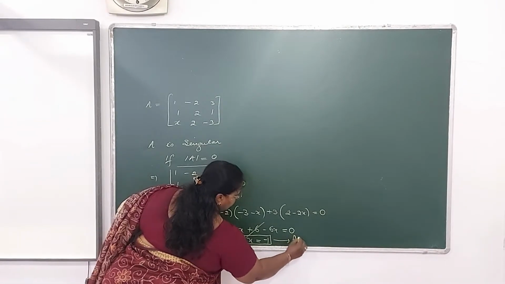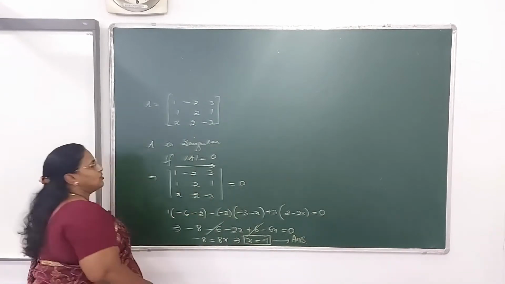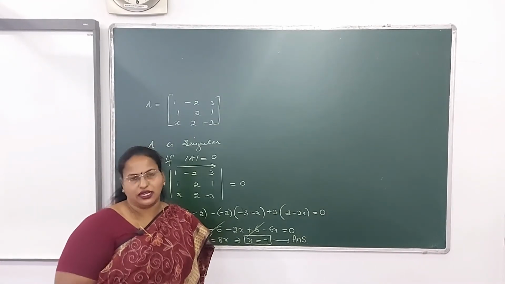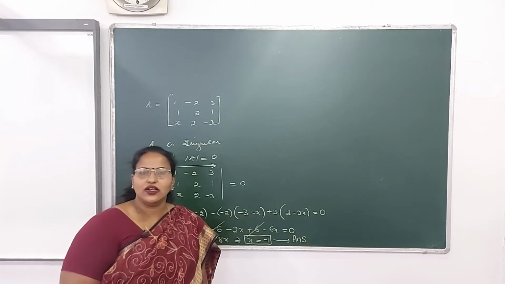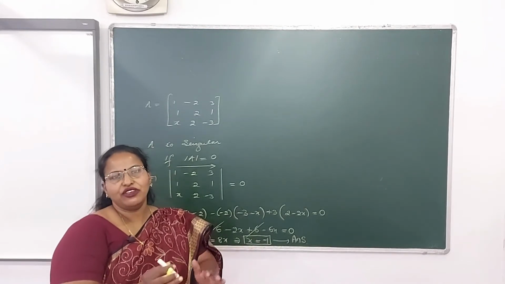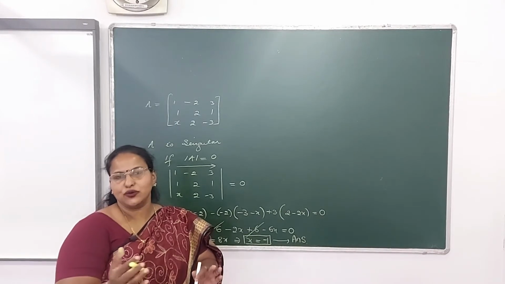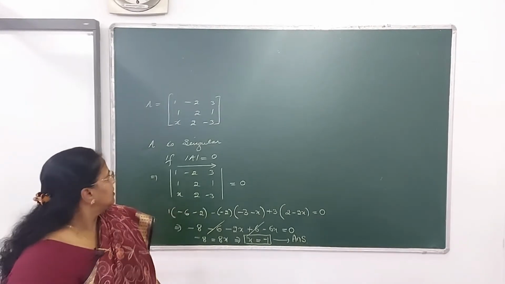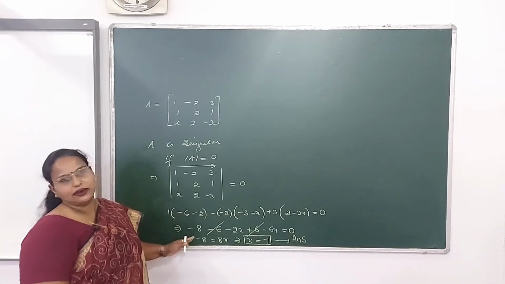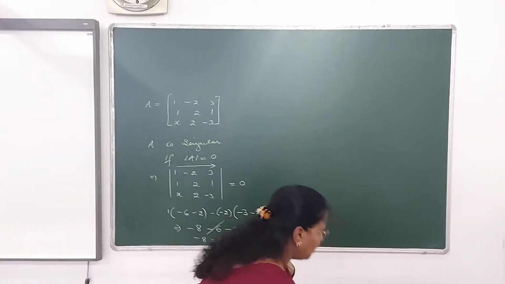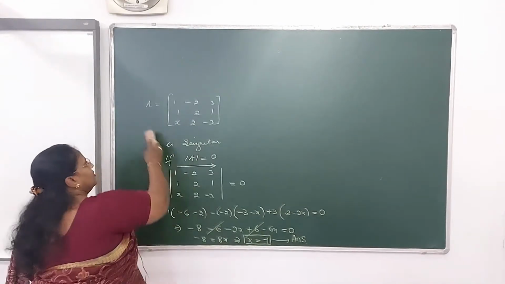So I hope children the method, the concept is understood. So here basically we have applied the concept of singular matrix. So what is a singular matrix? If the determinant of the given matrix is equal to 0, then the matrix is said to be singular matrix. So this is how you will be simplifying. Okay. So the next one now.